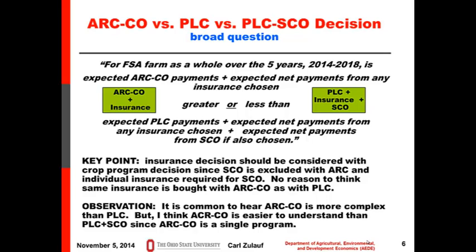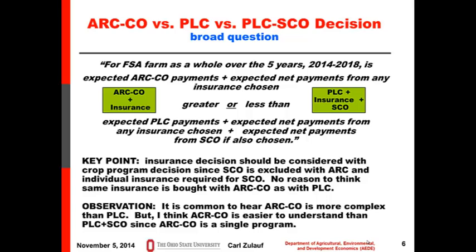I believe that the question at the top of this page is the big overarching broad question that surrounds the decision of ARC-CO versus PLC versus PLC-SCO. This is the decision that most producers will face in most of their FSA farms. ARC-IC will apply to certain situations, and it's an important situation, and you need to decide whether it does apply to your farm, but it's basically going to be an ARC-CO PLC decision. And this is the question at the top of this page that I think is the encompassing question.